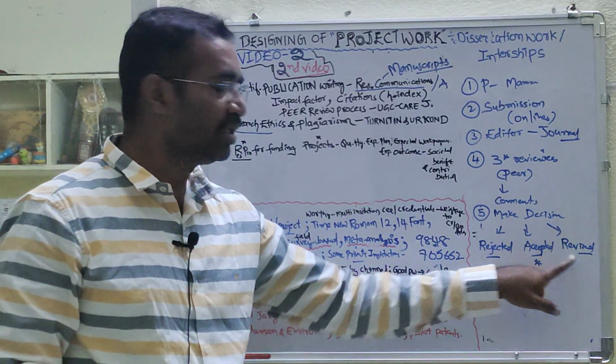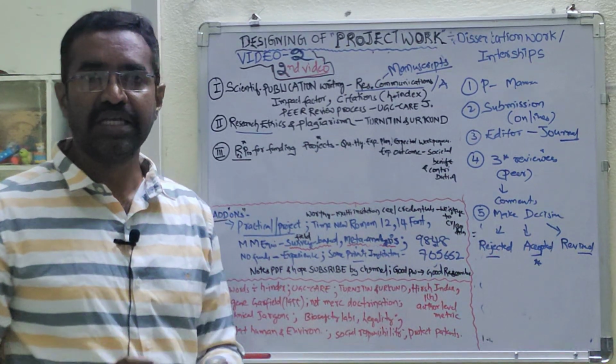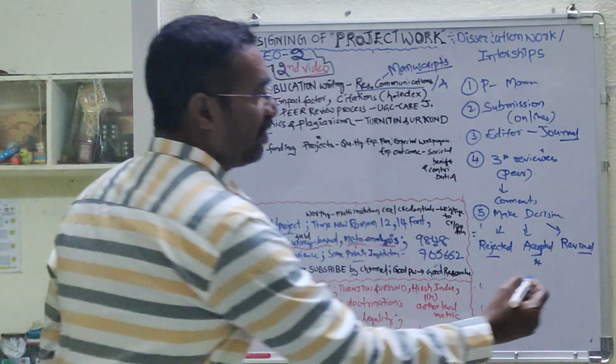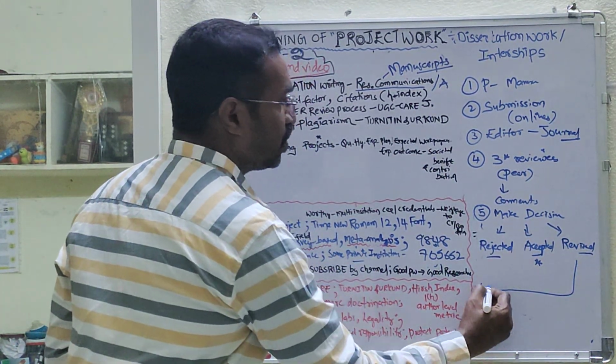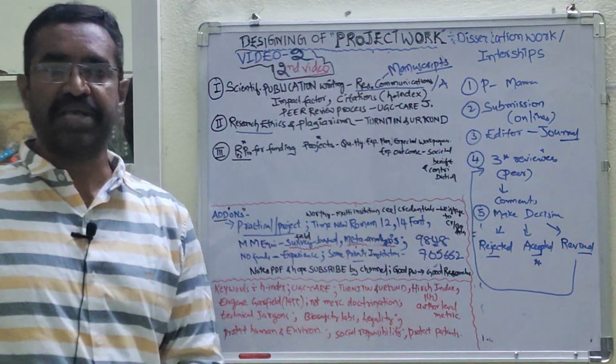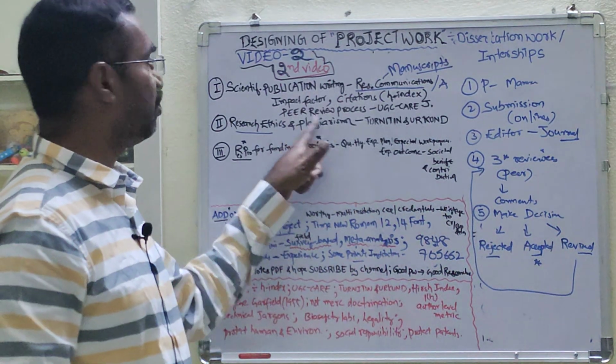And the other one is, sometimes the reviewers give some comments, and according to their comments, it is revised. After revisions, again it is sent to the peer reviewers, 3 reviewers, and a decision is taken for the publication. This is called the peer review process.